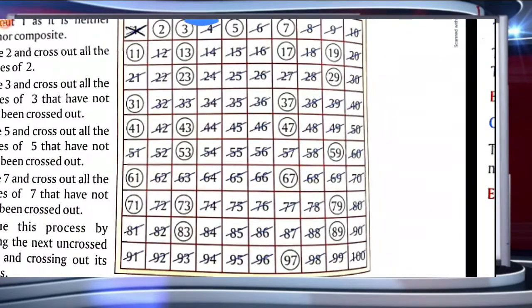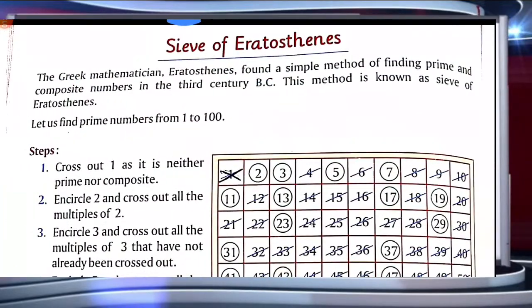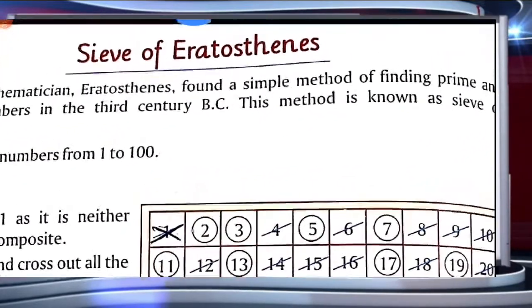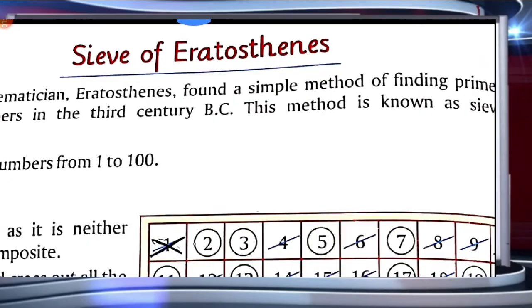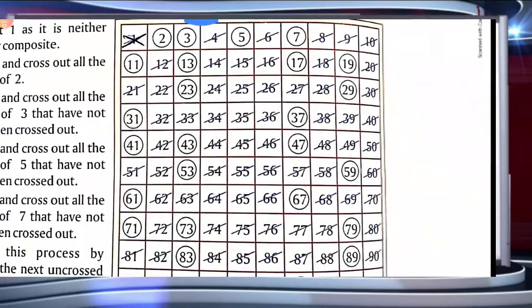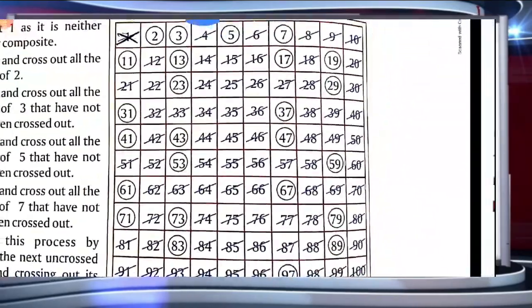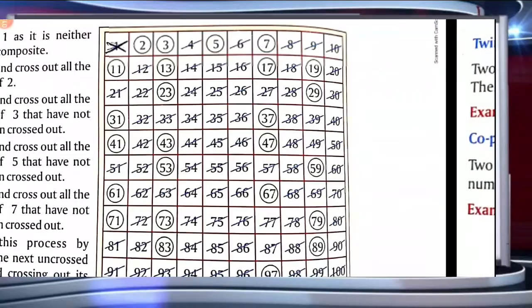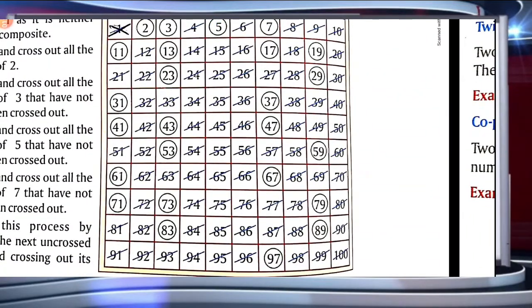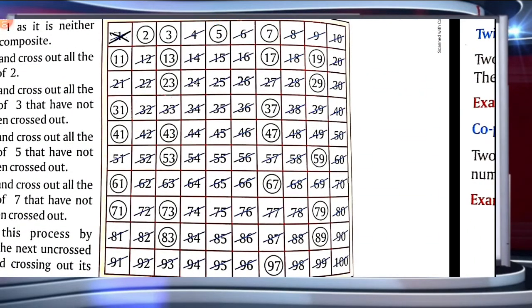We will find out all the prime numbers from 1 to 100 by a method known as the sieve of Eratosthenes. For this, first of all, we will make a chart from 1 to 100. Here, students, you can see in this chart all the numbers that are circled are prime numbers, and all the numbers with the cut sign are composite numbers. Now, let us see how we have done this.